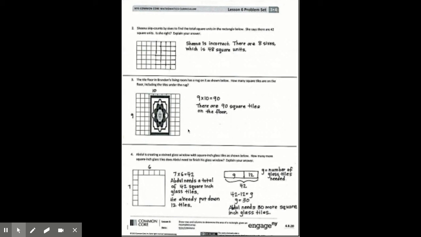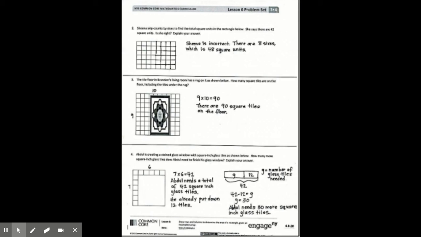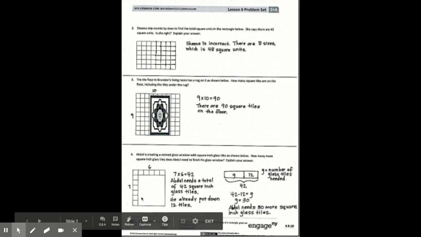So there are 90. And then if we look at number 4, Abdul is creating a stained glass window with square-inch glass tiles as shown below. How many more square-inch glass tiles does Abdul need to finish his glass window? Explain your answer. So we're trying to find how many tiles he would need. So 7 times 6, because one length is 7, the other is 6, so 7 times 6 is 42. So Abdul needs a total of 42 square-inch glass tiles. That is the total for the whole area.